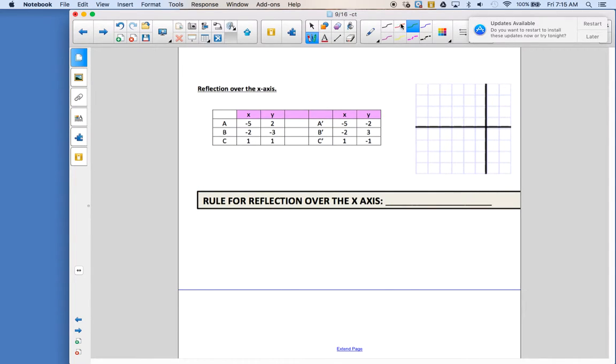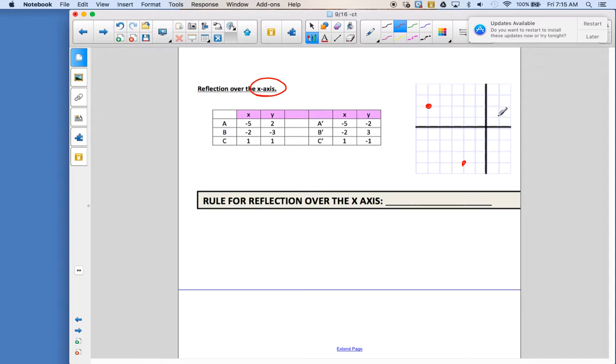So let's flip across the x-axis now. And let's go ahead and do our graph. Negative 5, positive 2 for A. 1, 2, 3, 4, 5, positive 2. A is right here. B is at negative 2, negative 3. 1, 2, 1, 2, 3. There's B. C is at positive 1, positive 1.